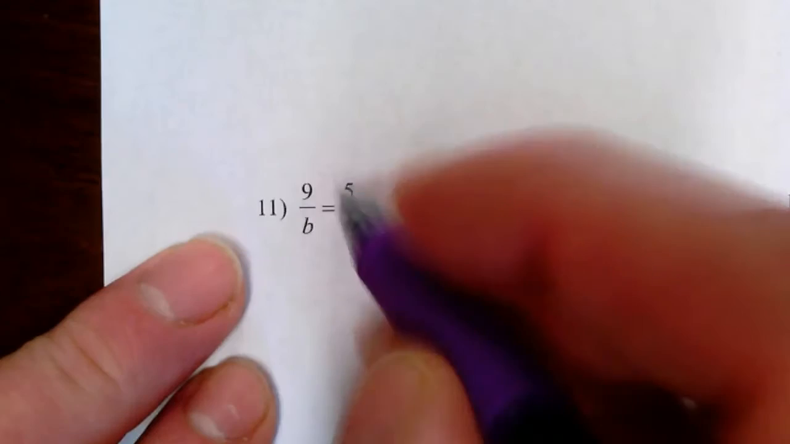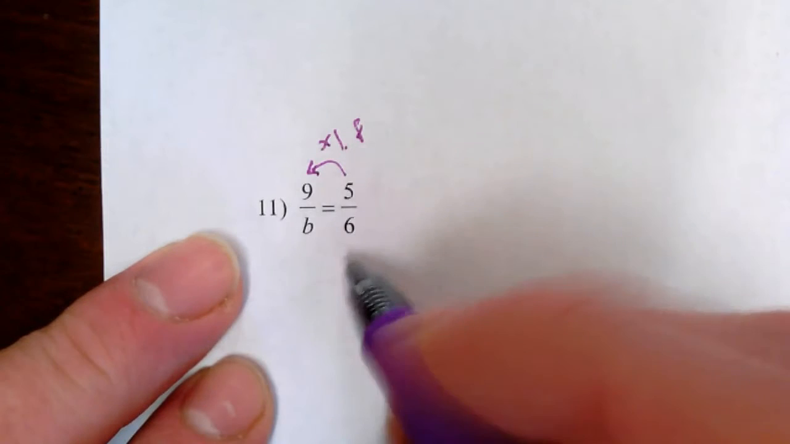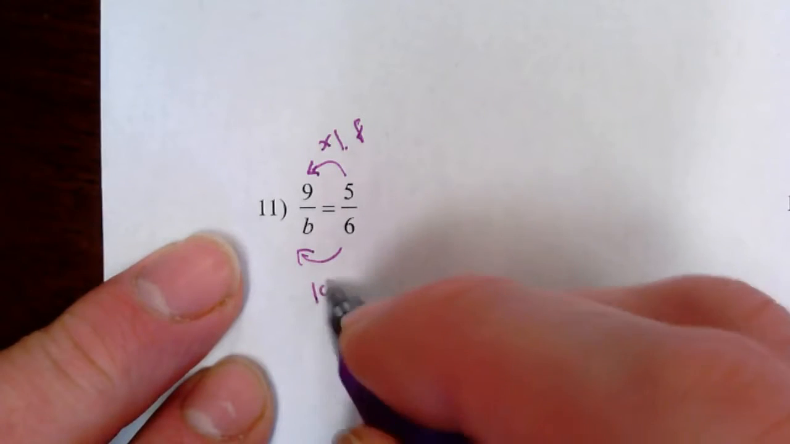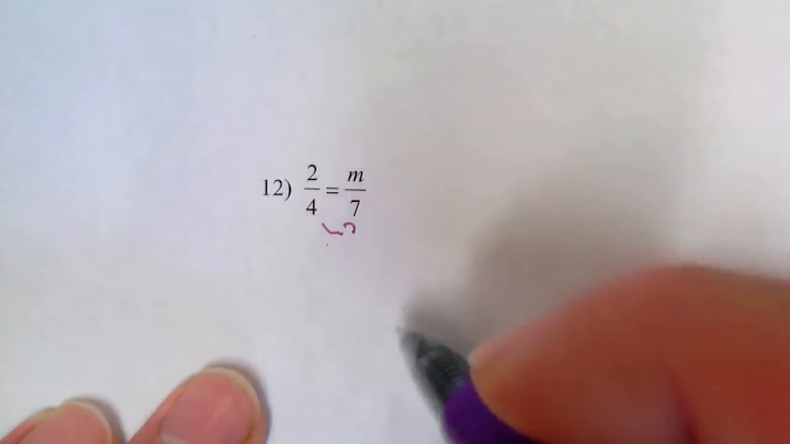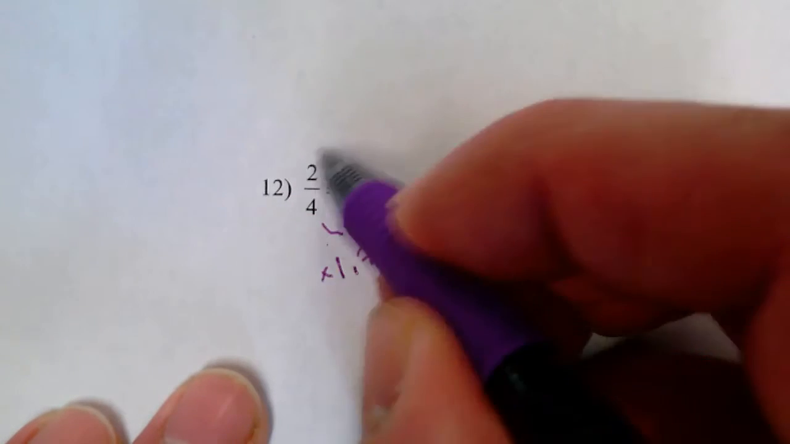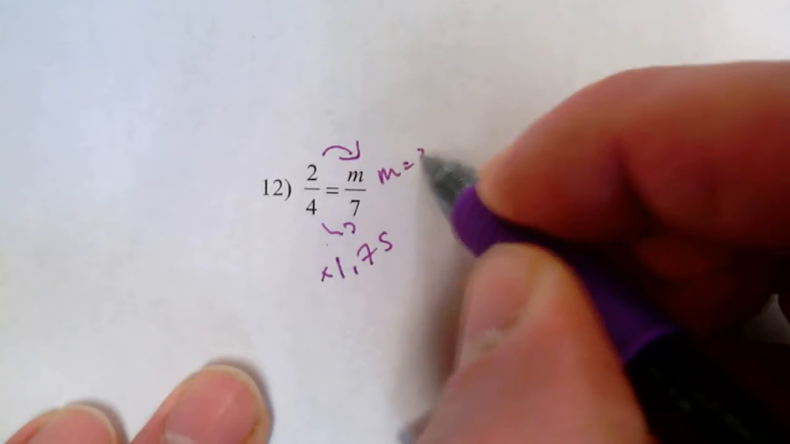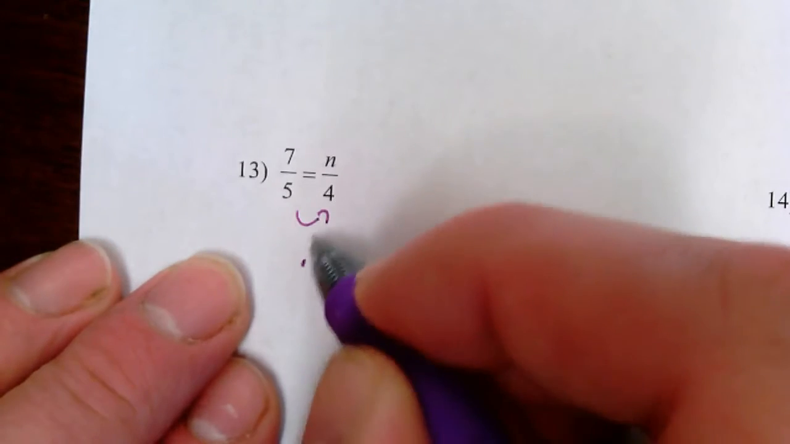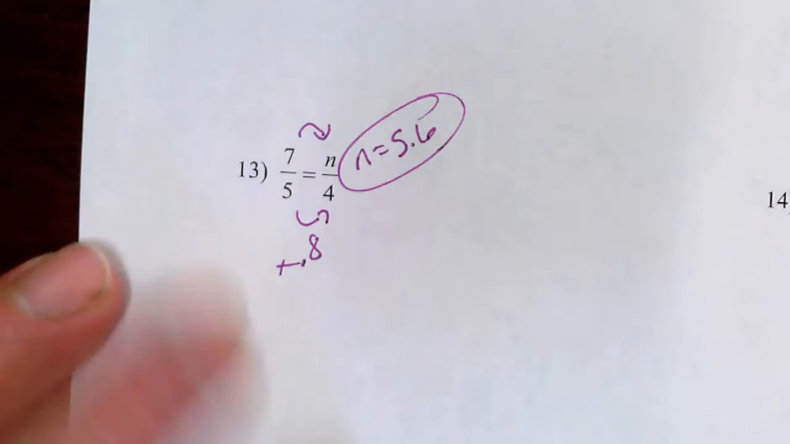Here we've got, let's see, from 5 to 9 is times 1.8. So 6 times 1.8. May do this one on the last page. I guess not. It's 10.8, so b equals 10.8. Over here, from 4 to 7 is times 1.75. So 2 times 1.75 is m equals 3.5. Okay. Next up, let's see, from 5 to 4 is times 0.8. So 7 times 0.8 is n equals 5.6.